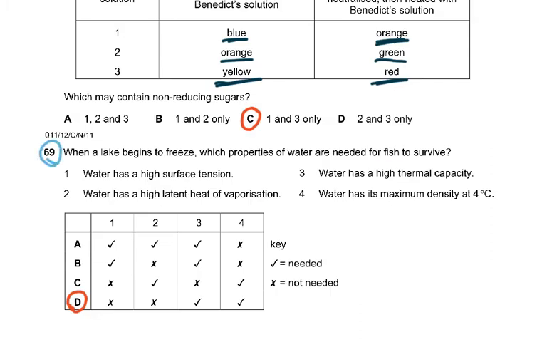69. When a lake begins to freeze, which properties of water are needed for the fish to survive? Water has a high surface tension, water has a high latent heat of vaporization, water has a high thermal capacity, and water has its maximum density at 4 degrees Celsius. So number 3 and 4 were correct. High thermal capacity, and I think this has been removed from the syllabus.